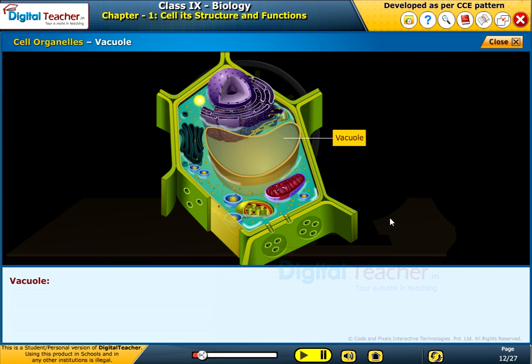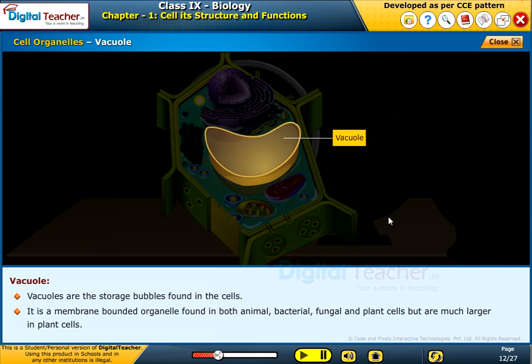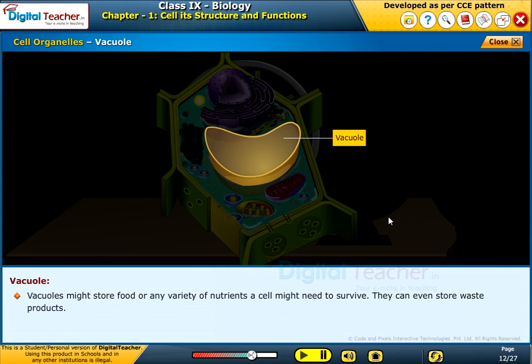Vacuole. Vacuoles are the storage bubbles found in the cells. It is a membrane-bound organelle found in animal, bacterial, fungal and plant cells, but are much larger in plant cells. Vacuoles might store food or any variety of nutrients a cell might need to survive. They can even store waste products.